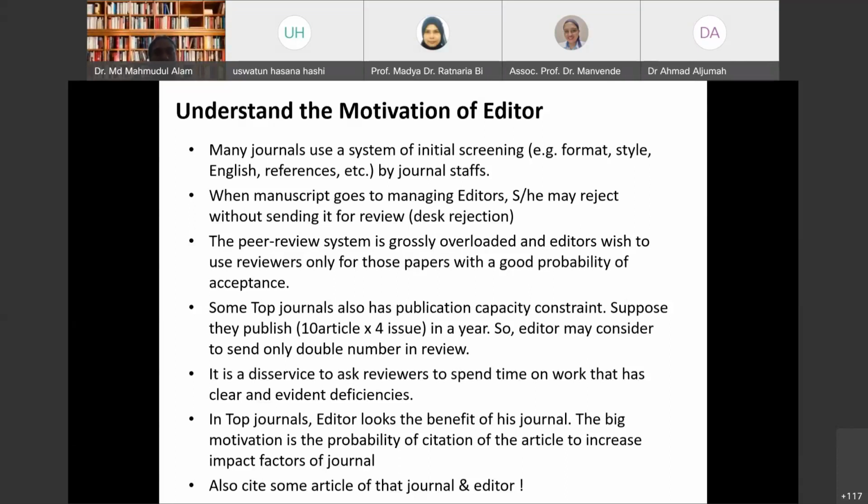In the peer review process, with grossly overloaded, huge publications, they reject instantly within just 1 minute. Within 1 minute, they take the decision. Some journals give a notification that this article is being handled by this editor, and within another 1 minute, rejection.